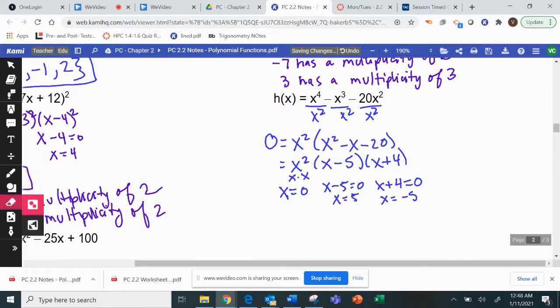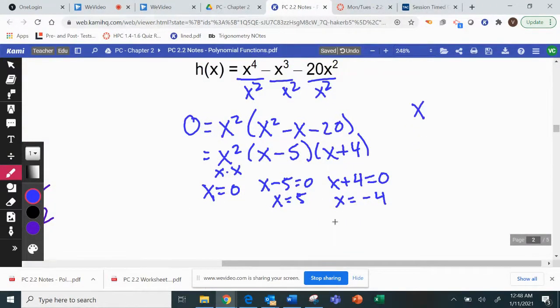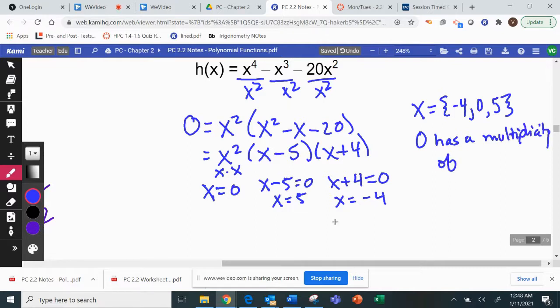Oops, negative 4. I'll write those zeros down. In order, that'll be negative 4, then 0, then 5. And then we look for any multiplicity, and 0 has a multiplicity. So 0 has a multiplicity of 2.